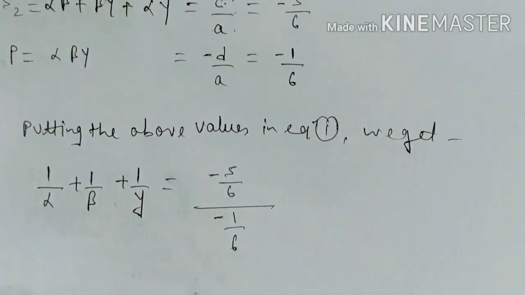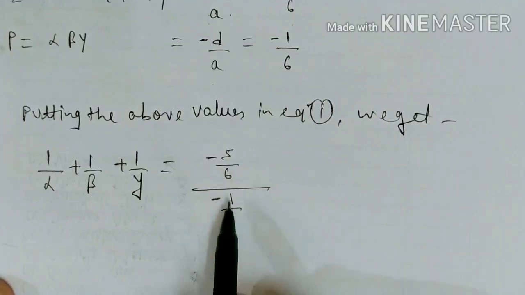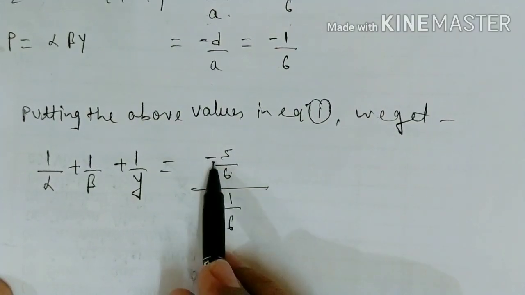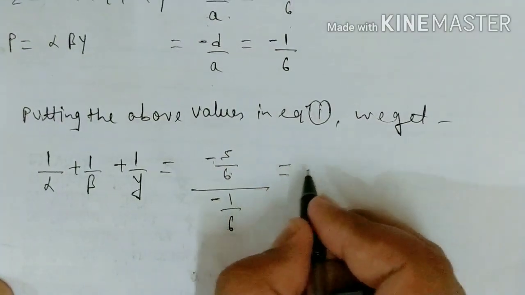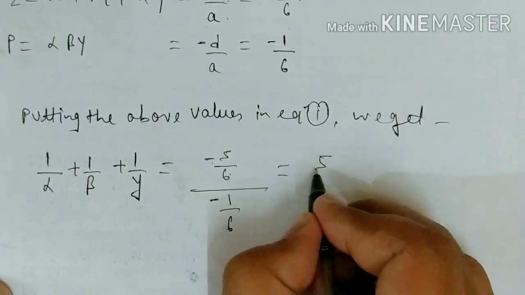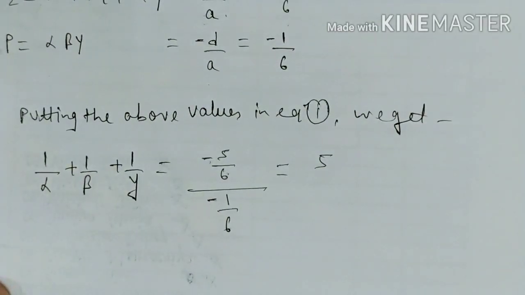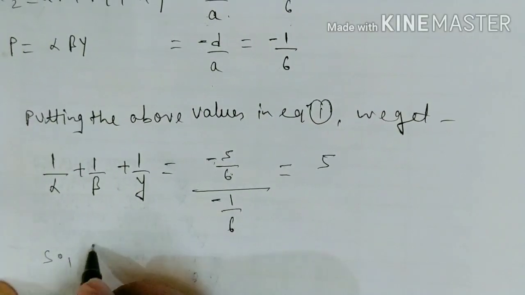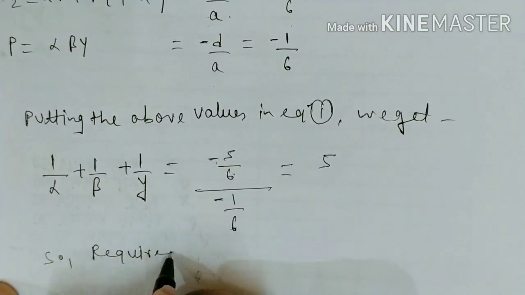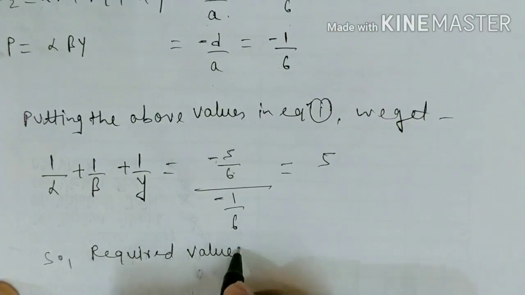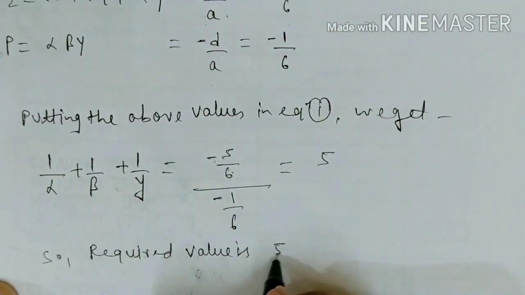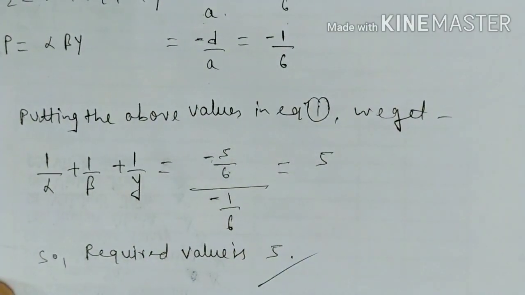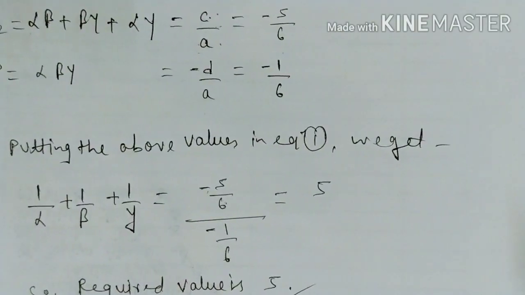See here, this 6 will cancel out, this minus sign will cancel out. What is remaining? 5 will remain here. Clear? So the required value is 5. This is your answer.